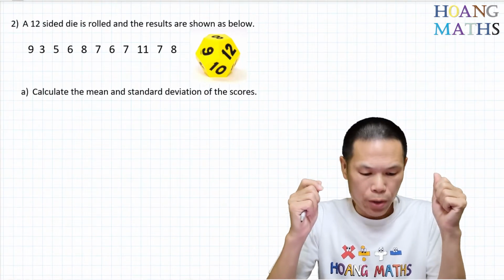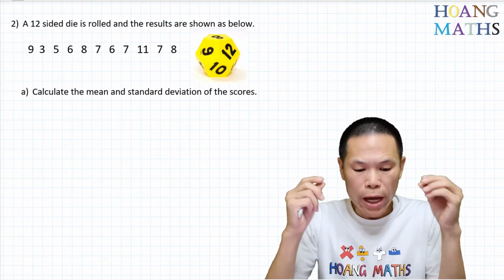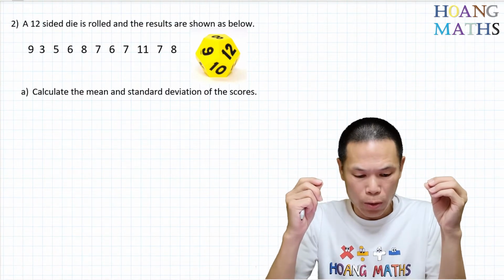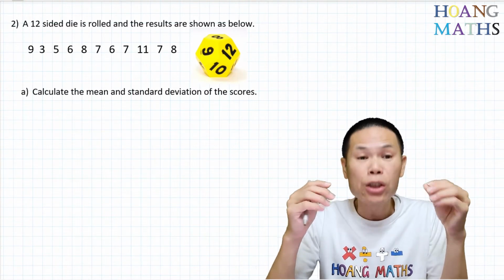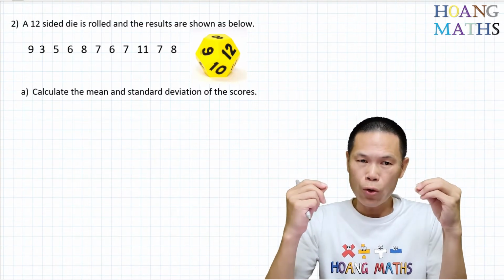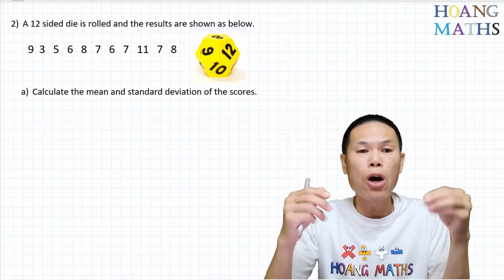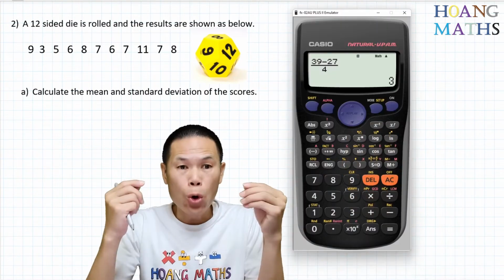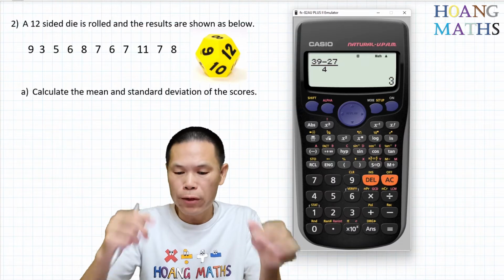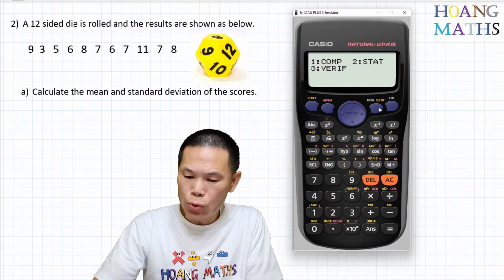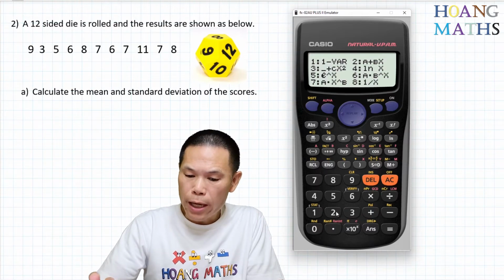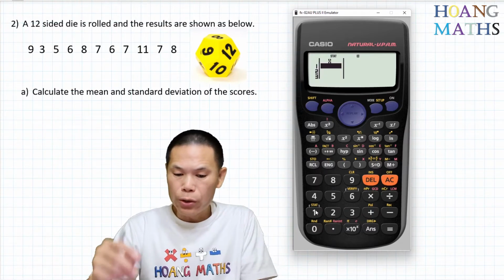Second example, a 12-sided die is rolled and the results are shown as below. Part A, calculate the mean and the standard deviation of the scores. So first of all, we need to put these scores on the calculator. Of course, I need to go to statistics mode first. So what I do, I go to setup, then option 2, that is statistics mode, and option 1. So there you go.